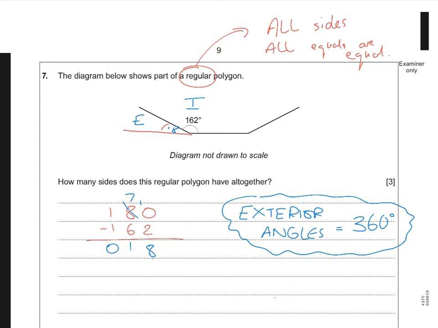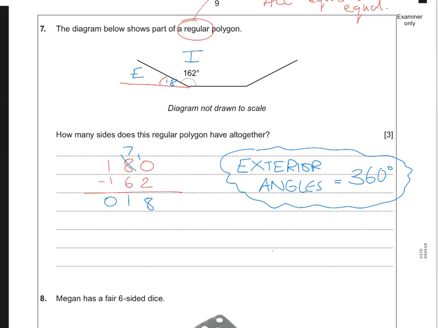So, I have got 360 degrees that's going to go around the entire shape. I know that one of my angles is 18, so if I divide that by 18, I'll find out how many angles there were. So I'm going to pretend that 0 isn't there for now. How many 18s go into 36? The answer is 2. And then I'm going to put that 0 back, so the answer is 20. It had 20 sides. Okay.